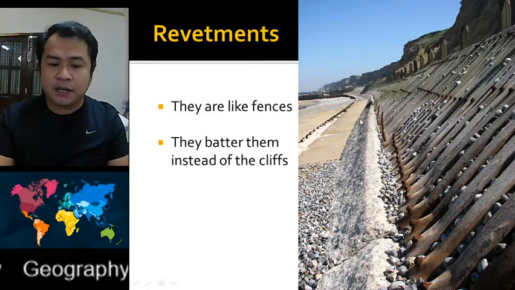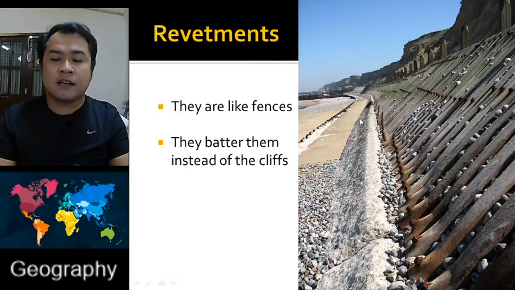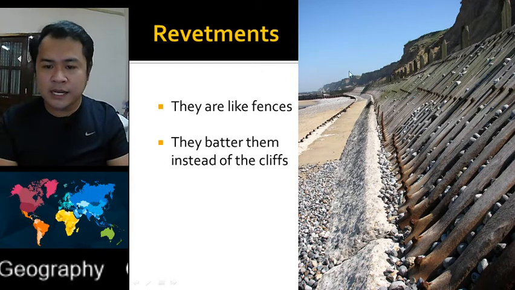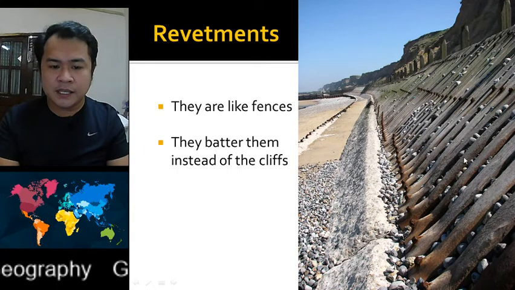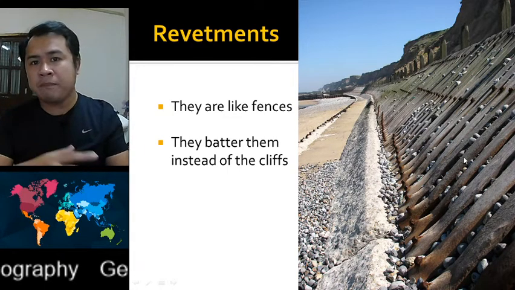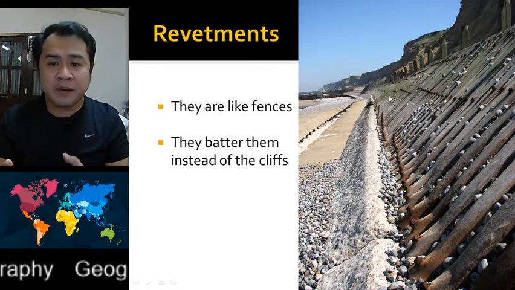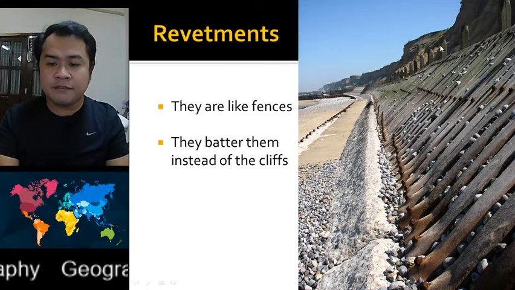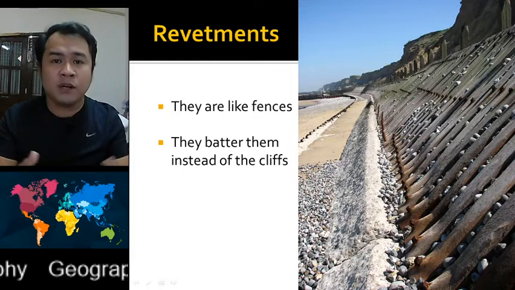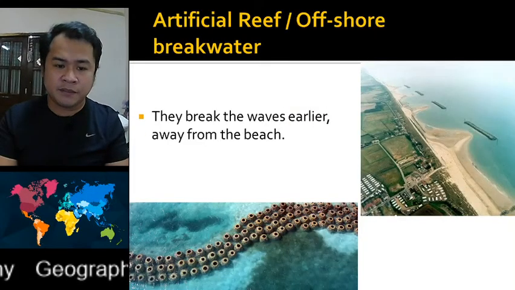We also have what we call revetments. These are fences that are created along the coastline before the cliffs, and they will be the ones that will be battered or touched by the waves instead of the cliff. So they will be absorbing the energy of the wave.